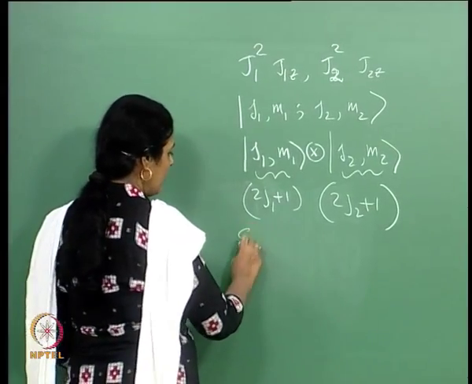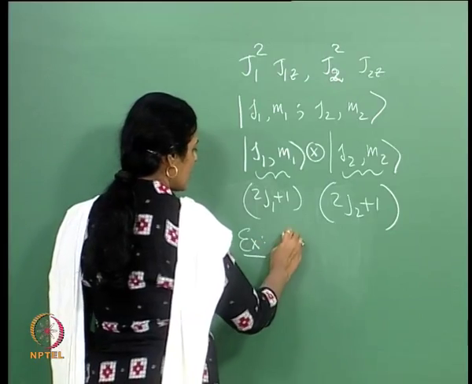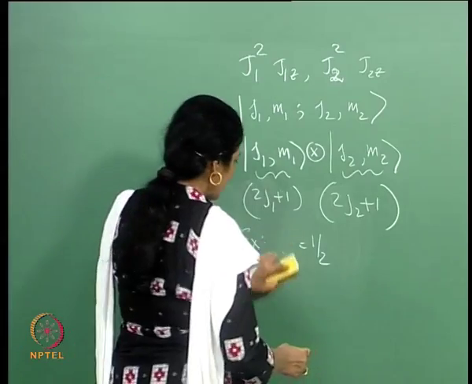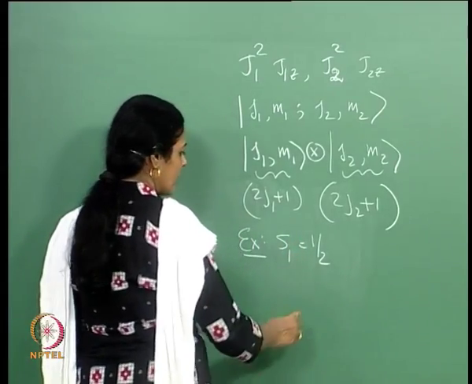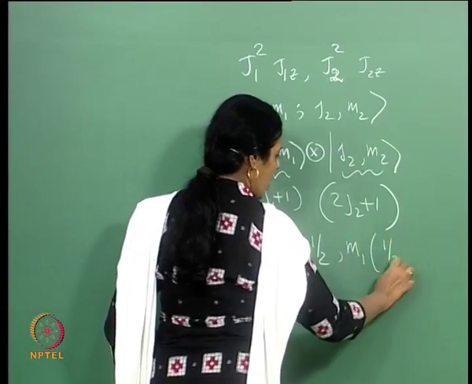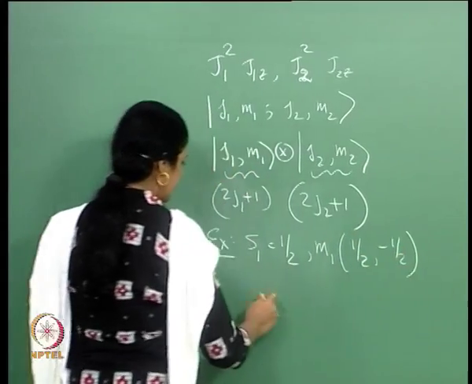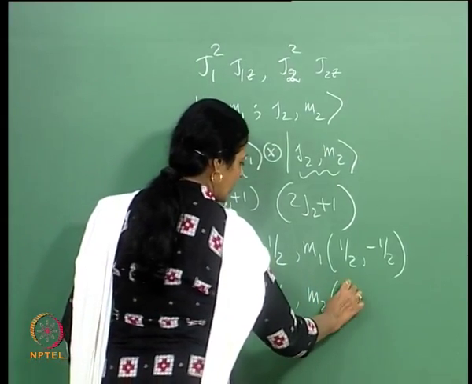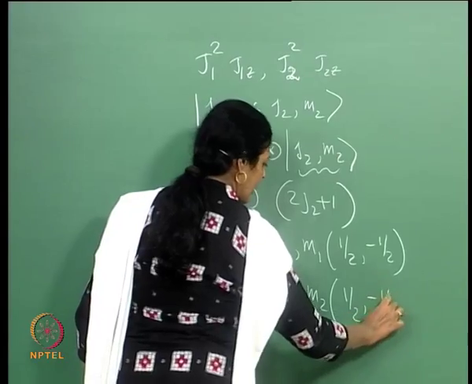Let me give an example. Suppose we were talking about two spin half particles. So, let me call them S1 is half, M1 can take values half and minus half. Similarly, S2 is half and M2 can take values half and minus half.